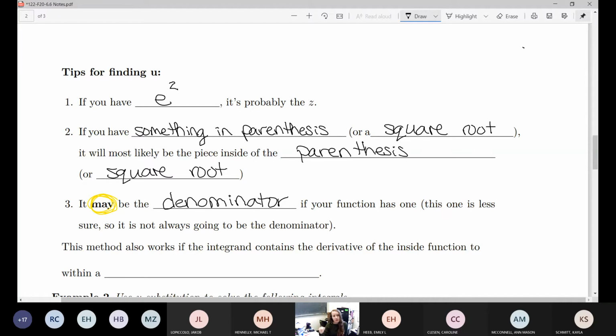Now, this method of u substitution also works if the integrand contains the derivative of the inside function within a constant. So the ones we just did, the derivative of the u value always came out to 2x dx, exactly what was left in the problem. That doesn't necessarily need to happen if the only thing that's different is a constant. If it's more than just a constant that's different, then either you've done something wrong or it's not something you can use u substitution on.